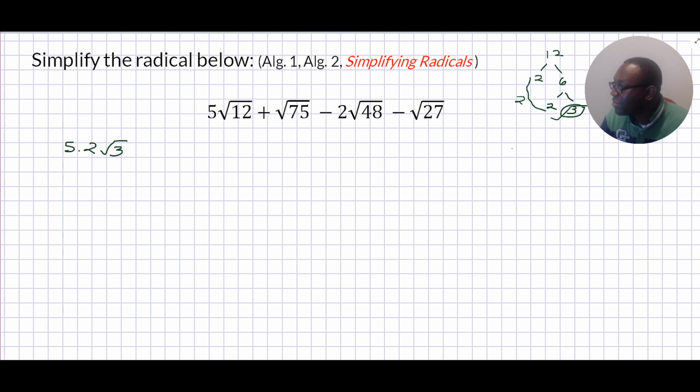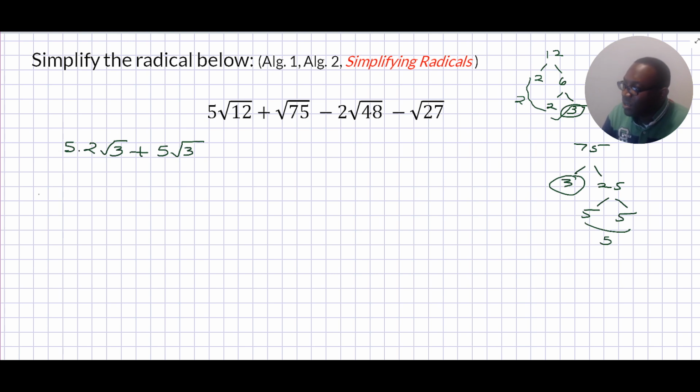And then let's go to 75. For 75, we have 3 and 25. We have 5 and 5. So now we're looking for a group of common numbers. We pick one value out of that. So this is going to give me 5, and then square root of 3, because 3 is, I call it an orphan, or it stands by itself. It doesn't have a pair. So that's that.